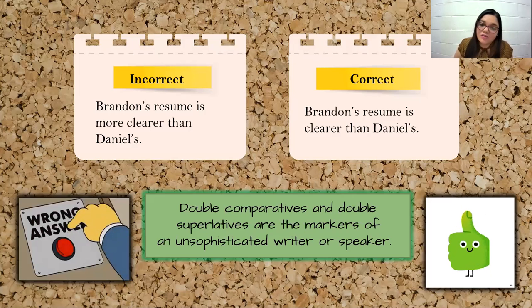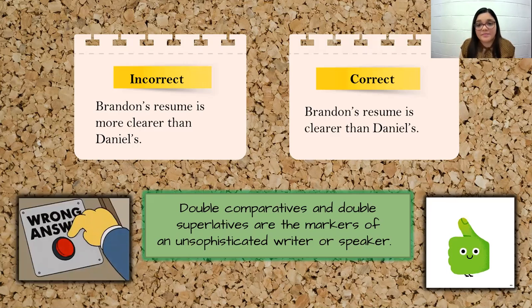Double comparatives and double superlatives are the markers of an unsophisticated writer or speaker. Why unsophisticated? Because it is wrong and unacceptable? Probably not, because you will be understood. But remember that we're writing conventionally and in a standard way. And if it's standard, it should be understood by everyone and it should be flawless. That is what I'm encouraging you to do, to have the fewest mistakes possible in your writing.